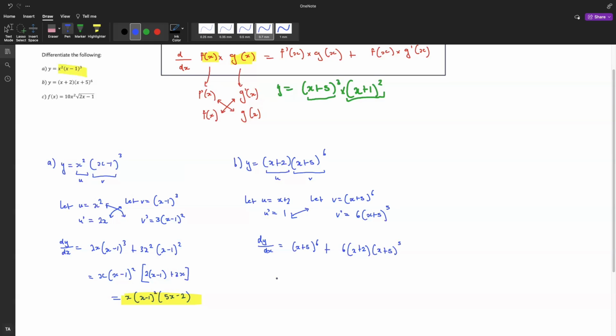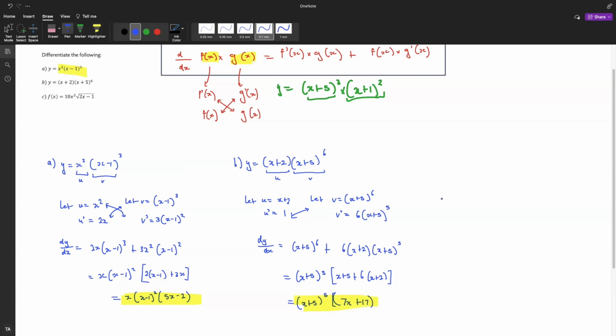Again, we've got a common factor here. We've got (x + 5) to the power of 5 common, which leaves us with (x + 5) plus 6(x + 2). Once again, we can simplify. That becomes (x + 5) to the power of 5, and over here, we've got x plus 6x, which is 7x, and we've got 5 plus 12, which is 17. You can just rewrite that as a normal bracket, and there's your derivative for this function. Okay.